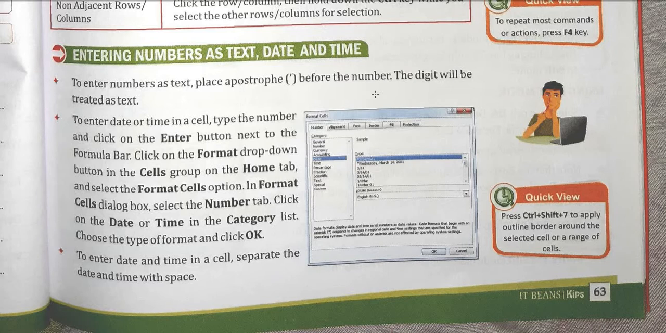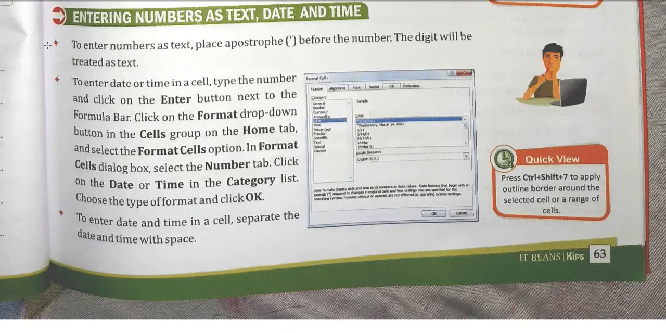To enter a date or time in a cell, type the number and click on the enter button next to the formula bar. Click on the format drop down button in the cells group on the home tab and select the format cells option. In the format cells dialog box, select the number tab. Click on date or time in the category list, choose the type of format and click OK. Okay, let me show you.